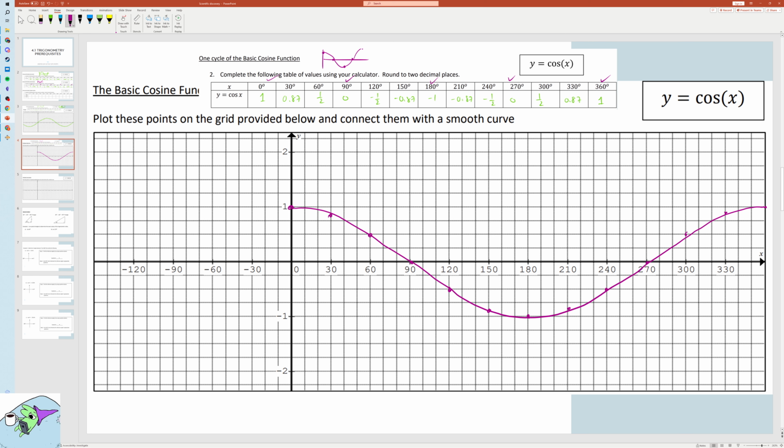All right, once again, no surprises here. In fact, I spoiled it earlier. And once again, because this is a continuous graph, let's also extend the graph to the left. So 0.87, half, 0, negative a half, and negative 0.87. And we'll complete our cosine graph like the following.